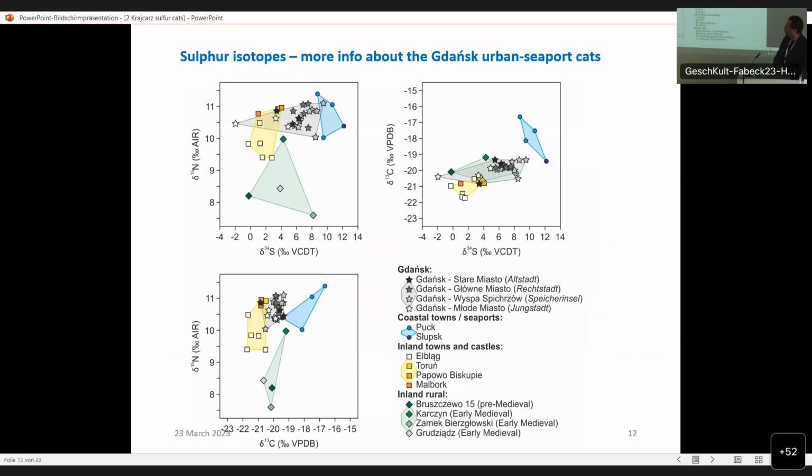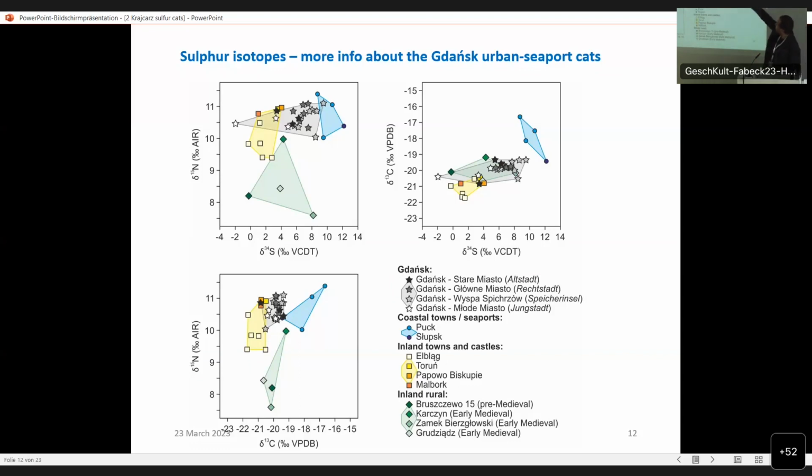And that's what we got. Here you can see carbon and nitrogen again, and the stars are cats from Gdańsk. In blue, we have cats from other coastal locations. In yellow, other inland towns and castles. And in green are cats from rural areas, but these rural sites are only of early medieval times, so it's not really the same period. They are not contemporary, but we don't have cats from rural sites at all from this region.